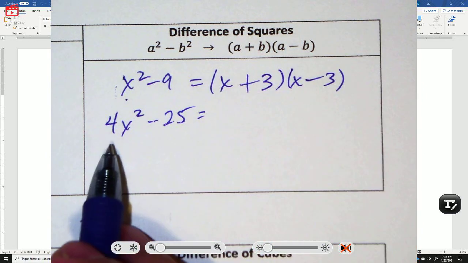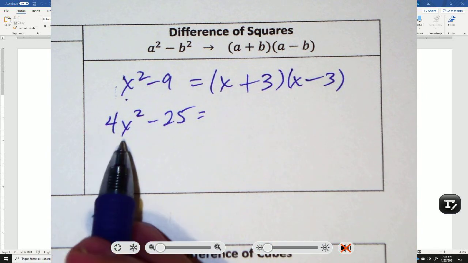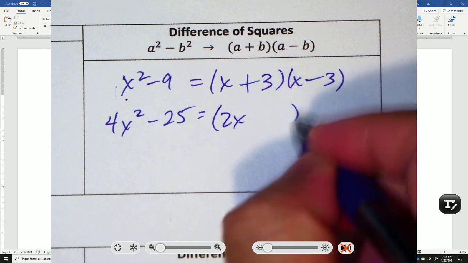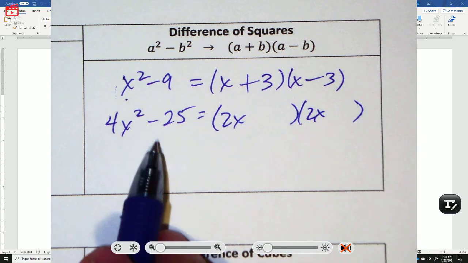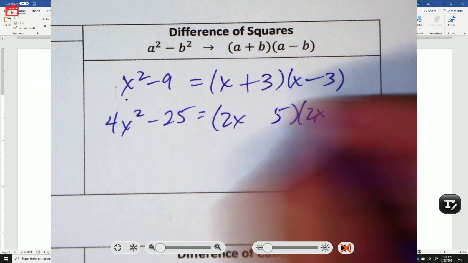4 is a perfect square, and x squared is a perfect square. So that becomes 2x and 2x. And 25 is a perfect square, 5 and 5. One is plus, one is minus.